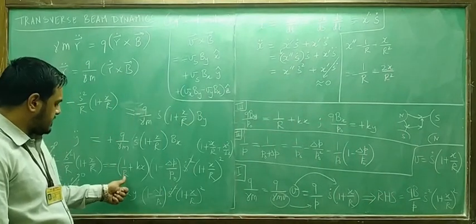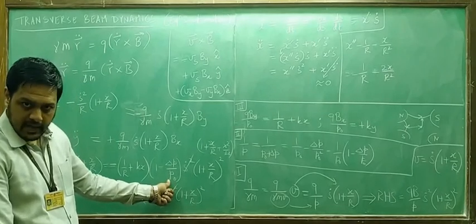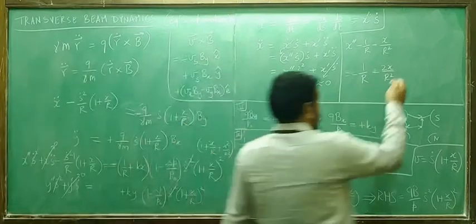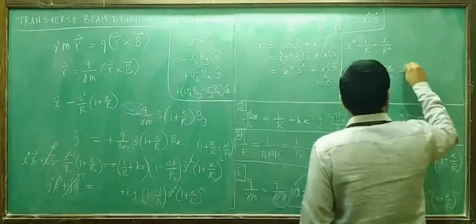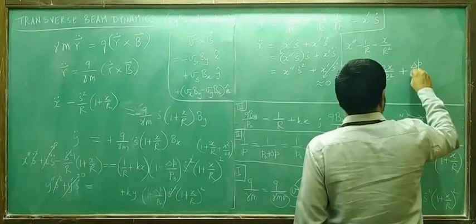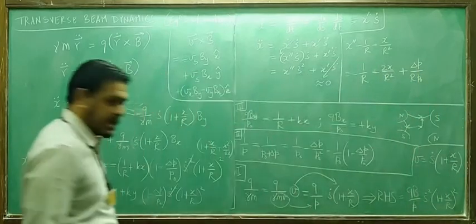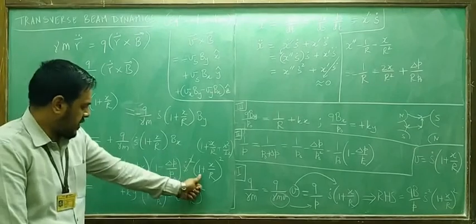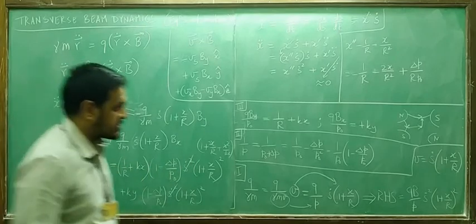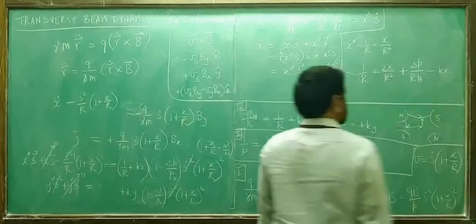Then take the dominant and small term from here, which will be 1 by r into 1 into delta p by p naught. And there is a minus sign which will cancel, so you will get delta p by r times p naught. Okay. Next, what will it be? Dominant term and small term, which will be 1 into kx. Okay, minus sign, minus kx.